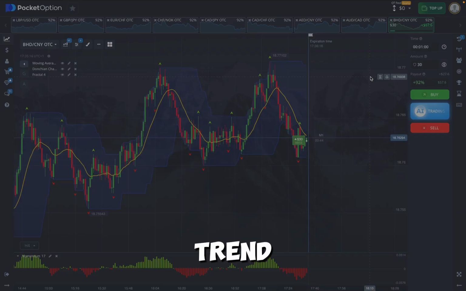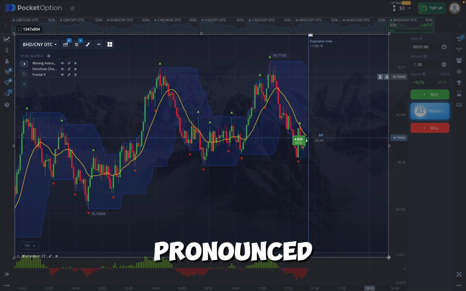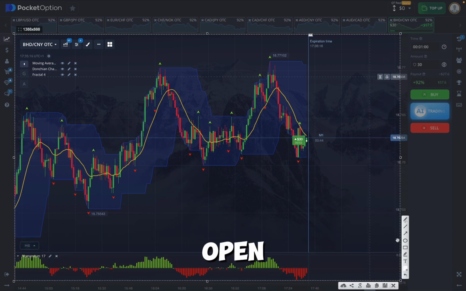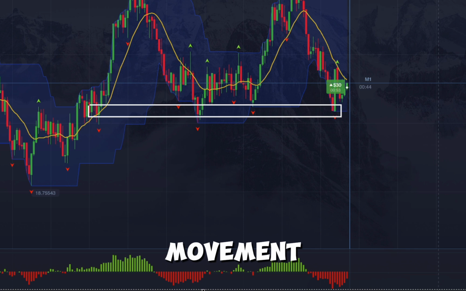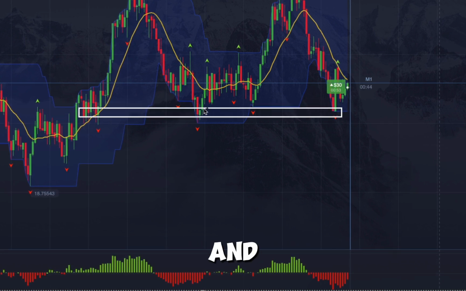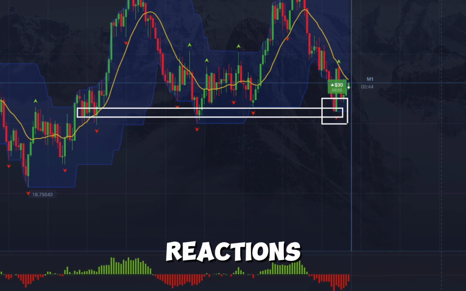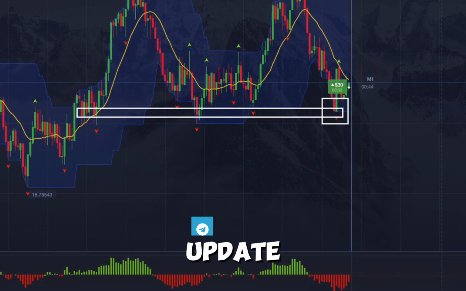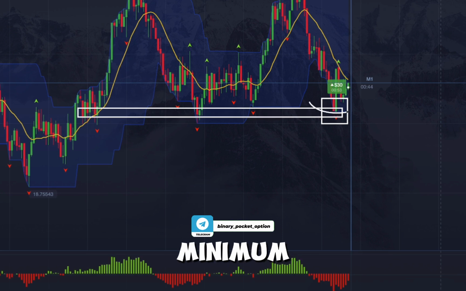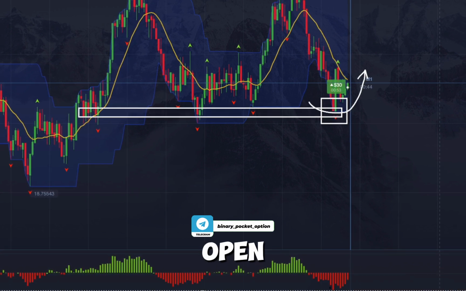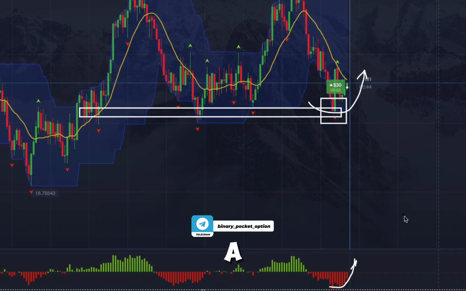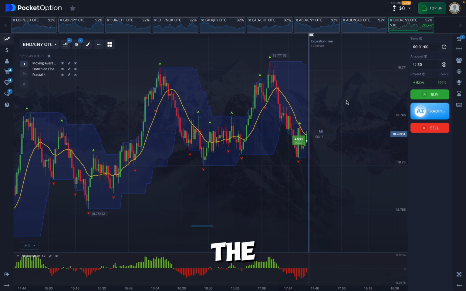Here is an upward trend, but it is not so pronounced. But in general, it is better to open a deal for an increase. Our movement has touched this structural level, and as you can see, plus or minus at this level, we received dynamic reactions. Here we also had an update of the extreme point. The structural minimum was updated, and then we open up just to buy. We also see a slight change in volume dynamics in the upward direction.